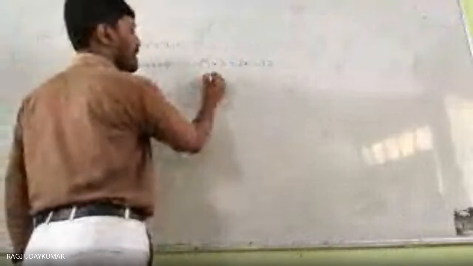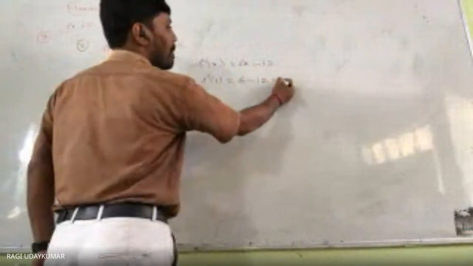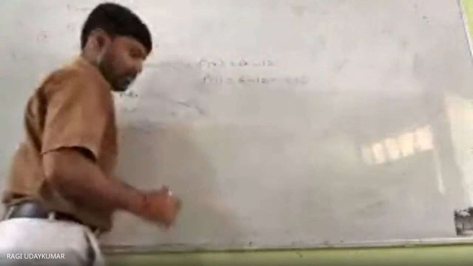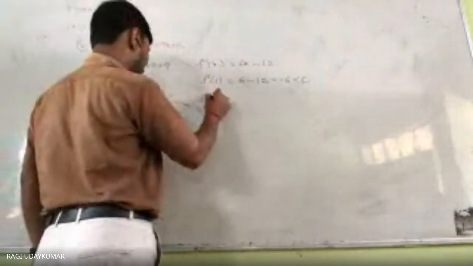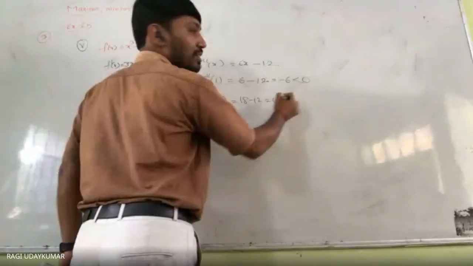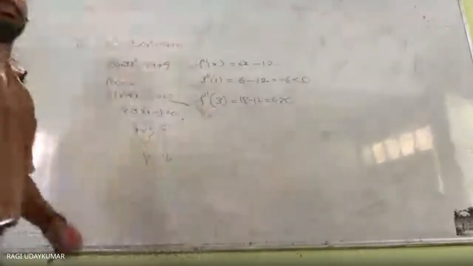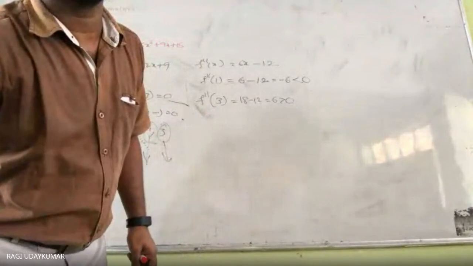Substitute 1: f double dash of 1 is 6 minus 12, minus 6, less than 0. This is a local maximum. f double dash of 3 is 18 minus 12, which is equal to 6, so 3 is a local minima. Like this you can find out the local minima, local maximum.